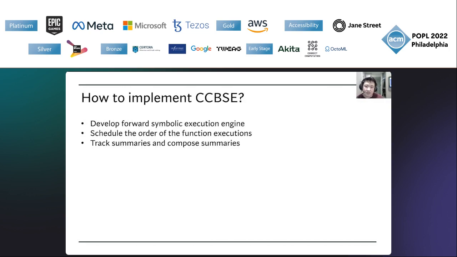So how do we build or implement the CCBSE compiler? There are three major challenges we need to solve. First, we need a forward symbolic execution engine to execute each function. Second, we need to schedule the order of function execution in a call chain backward fashion. And third, we need to track the summaries of each function and compose the summaries together. The first challenge is quite easy, as we already have the non-det symbolic execution interpreter, which is a forward symbolic execution engine. We can use part of that engine as a subroutine in the CCBSE compiler. So now we want to focus on the latter two challenges.